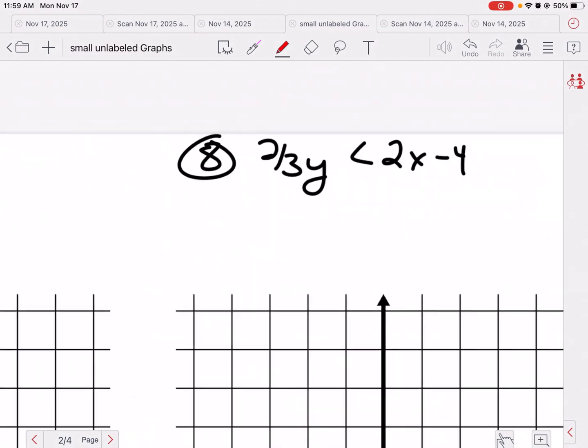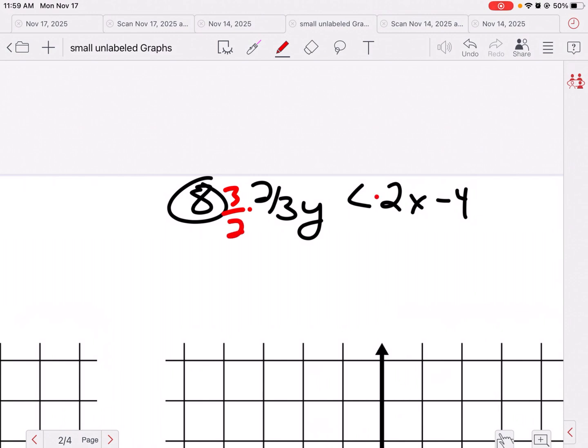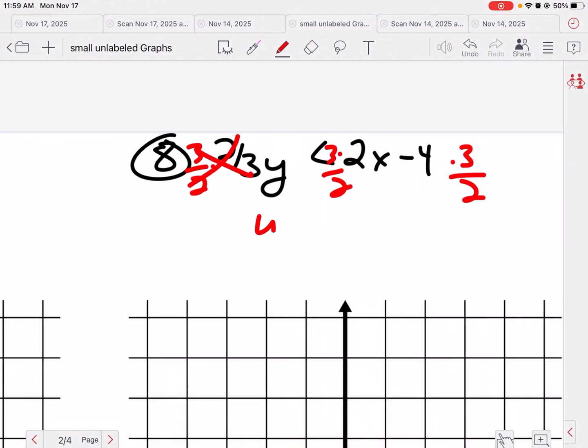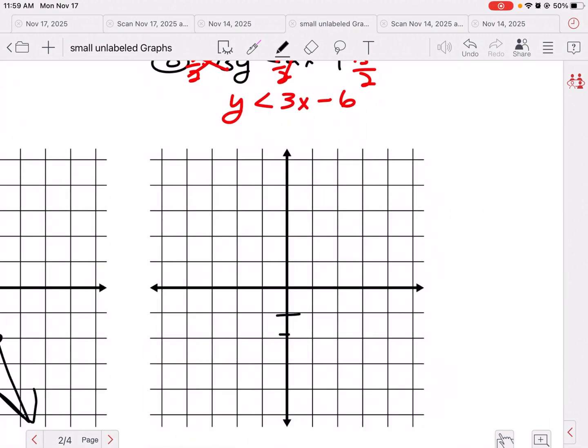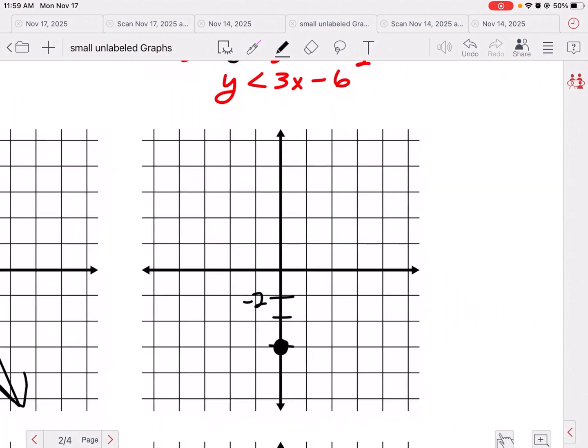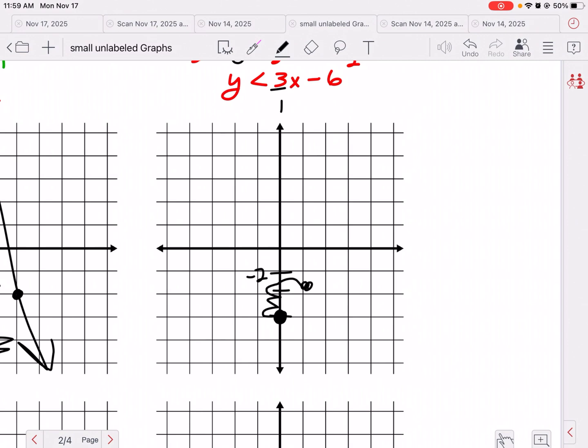Same thing over here, we're going to get y by itself, so we're going to multiply by the reciprocal, and I'm going to multiply that to every piece, or you can distribute it in, either way works. So these cancel out, I'm left with y. I don't have to flip because I didn't multiply by a negative. This would be 3x minus 6. Again, I'm going to count by 2's on this graph. 2, 4, 6. So negative 6. I'm going to go up 3, which would be 1, 2, 3 over 1. Since it's not equal to, I'm going to draw a dotted line across. And since it's less than, we are going to shade below my line here.